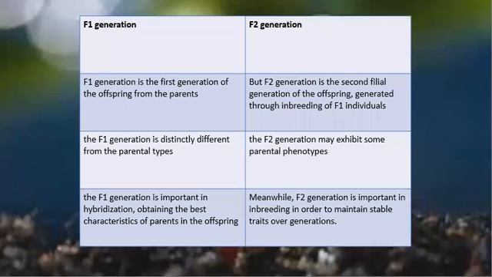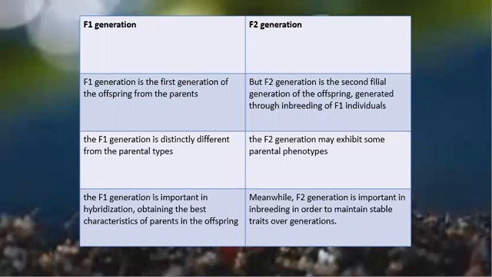Now we will discuss the difference between F1 generation and F2 generation. F1 generation is the first filial generation of the offspring from the parents, but F2 generation is the second filial generation of the offspring generated through interbreeding of F1 individuals. The first generation is distinctly different from the parental type, and the F2 generation may exhibit some parental phenotypes.